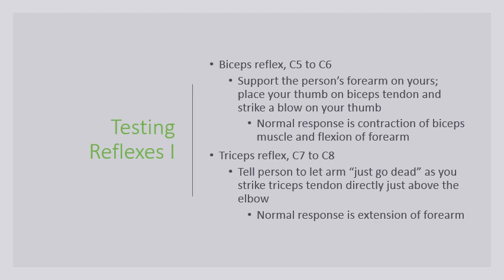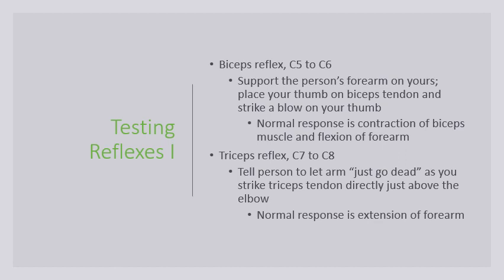So your biceps reflex test is C5 to C6. Support the person's forearm, have them really relaxed. One of the most important things when you're doing deep tendon reflexes is to relieve the tension in the extremity before you strike. So place your thumb on the biceps tendon and then strike a blow to your thumb. A normal response would be contraction of the bicep and flexion of the forearm. So you'll get this little contraction jerk.